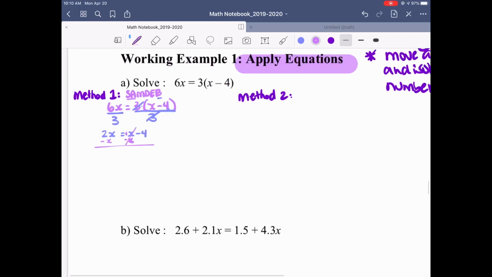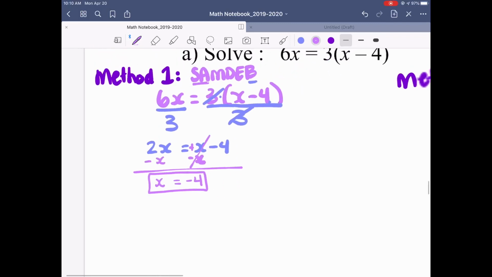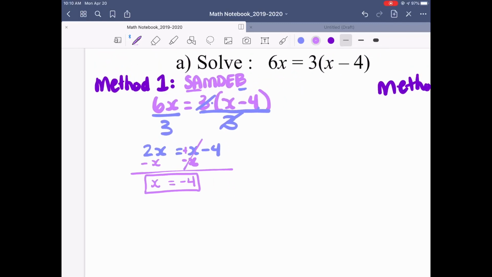2x minus an x gives us just 1x equals, and then we're left with -4 here. So our answer is x is equal to -4. That's our first method to solve this.